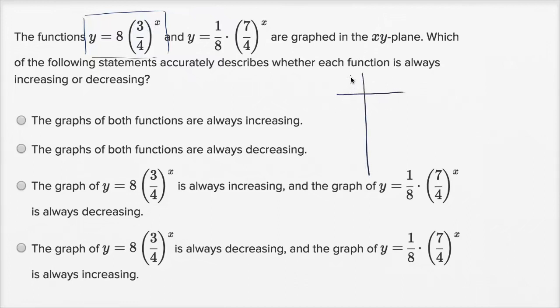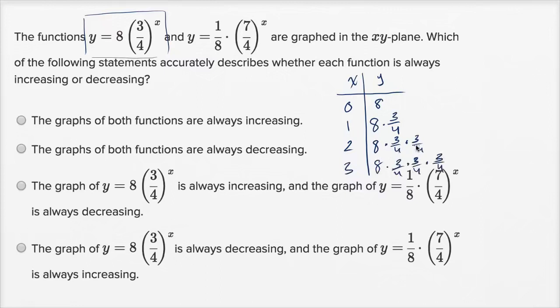So if this is x and if this is y, when x is 0, well, 3/4 to the 0 is just 1, and then y is just going to be equal to 8. When x is 1, it's going to be 8 times 3/4 to the first power. When x is 2, it's going to be 8 times 3/4 times 3/4. When x is 3, it's going to be 8 times 3/4 times 3/4 times 3/4.